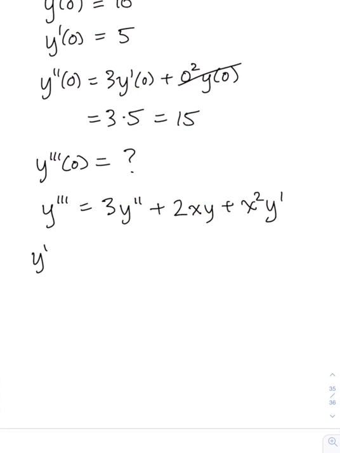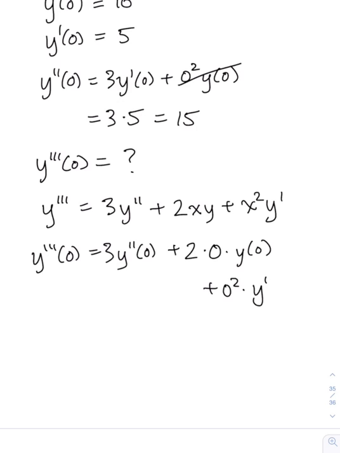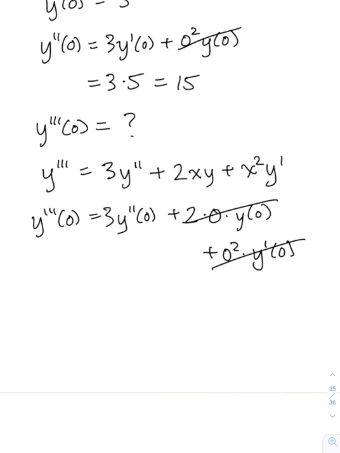All right, so y triple prime of 0 is 3 times y double prime of 0 plus 2 times 0 times y of 0 plus 0 squared times y prime of 0. All those zeros are great. I don't have to think about anything there. And 3 times y double prime of 0, which is 15, gives me 45. All right, we just keep going like this now until we're done.